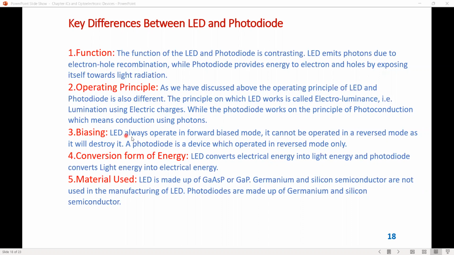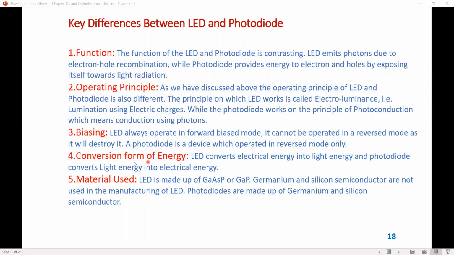Biasing. Third, LED always operates in forward bias mode, guys. It cannot be operated in reverse mode. It will destroy it otherwise if you use reverse bias. A photodiode is a device which is operated in reverse mode only.